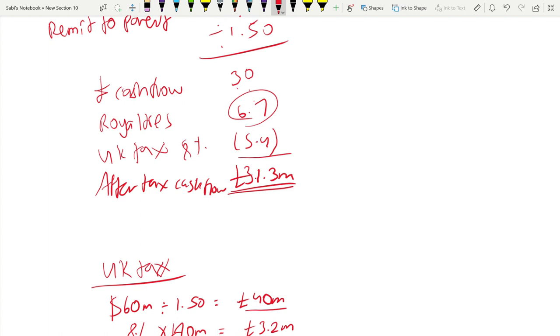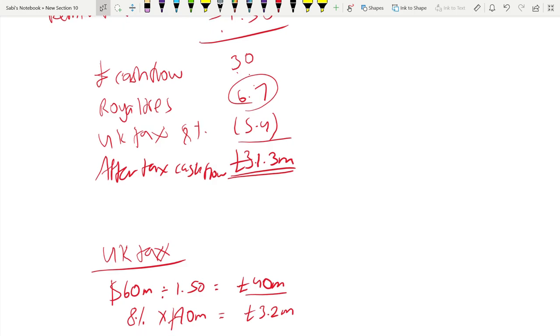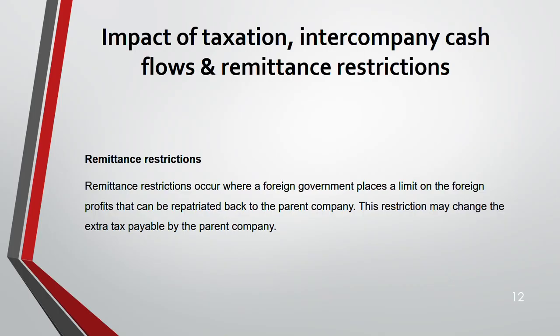Now let us take the remittance restrictions and exchange controls into account. In earlier questions we have seen that we can remit the cash flow entirely, whatever we have got in the US subsidiary, they are remitting it back to the parent company, that is the UK. But in reality, there are so many restrictions that the foreign country's government can put. They might put a limit that you cannot remit entirely back to the parent company. There must be something which is kept in the foreign country. So they might put some restrictions for remittance, for example, that up to this much of the profit you can remit to the parent company.